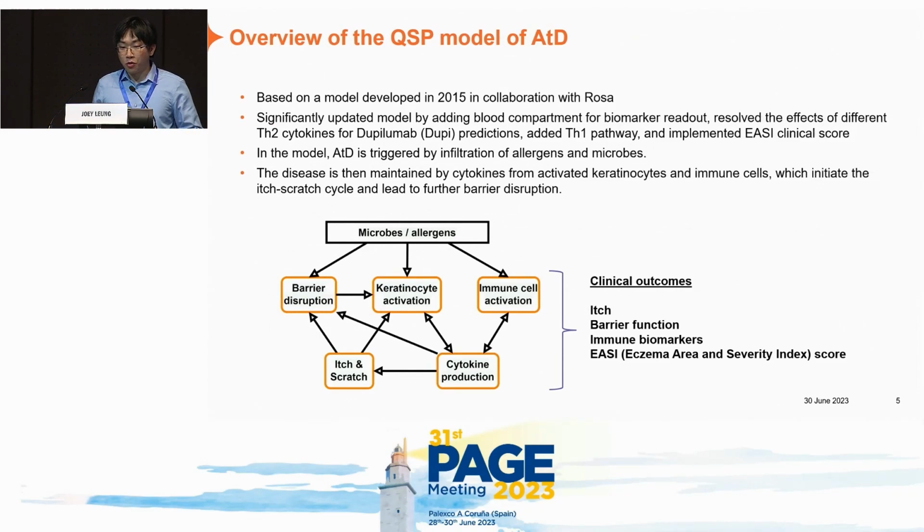I won't go into the details of the model structure, but on a very high level, this model is based on the previous model developed back in 2015, and it has been significantly updated by first adding a serum compartment for biomarker readout, and the effects of different Th2 cytokines have been resolved, so we can predict efficacy for dupilumab, and we have added the Th1 pathway and also implemented some clinical scores in the model.